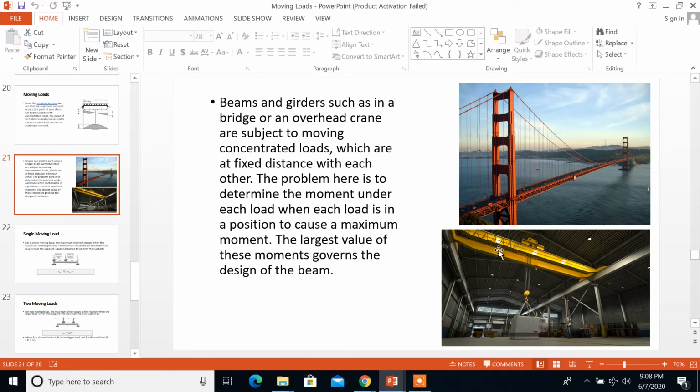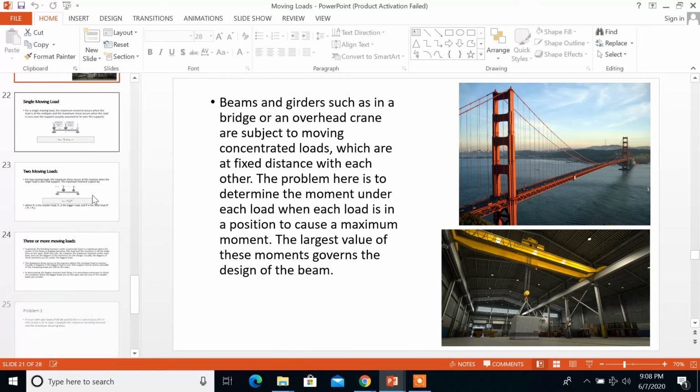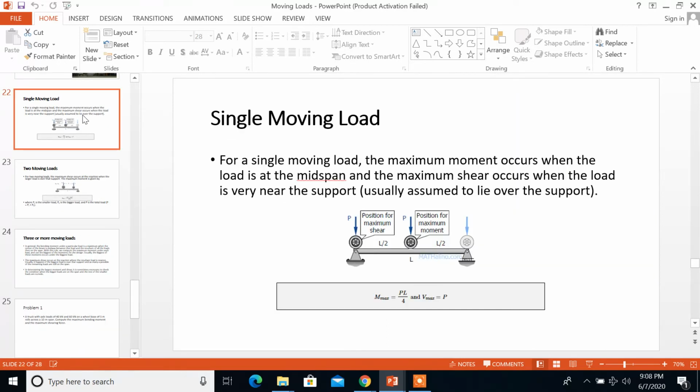Moving concentrated loads, which are at fixed distance with each other, the problem here is to determine the moment under each load when each load is in a position to cause a maximum moment. So, the largest value of this moment governs the design of beams. So, under moving loads, we have single moving load. So, ano ba yung mga loads na yun? So, yung mga loads na yun is yung axle nung sasakyan.